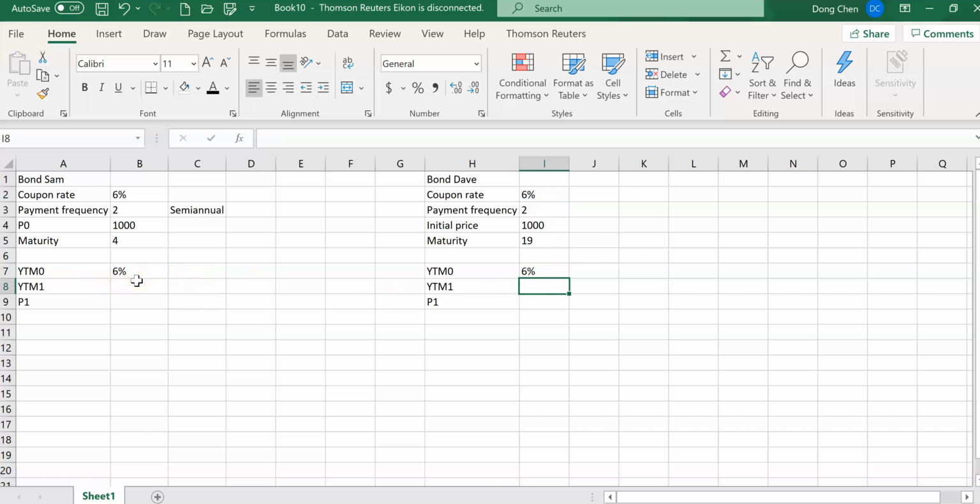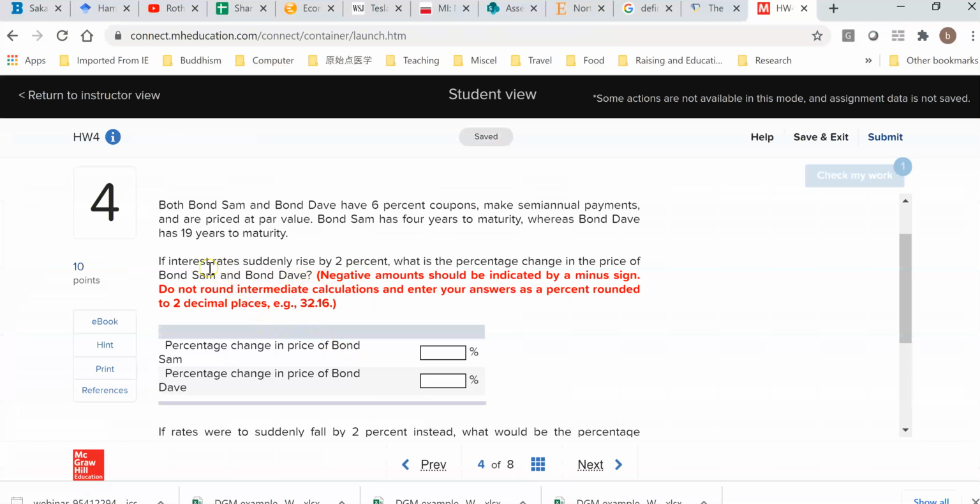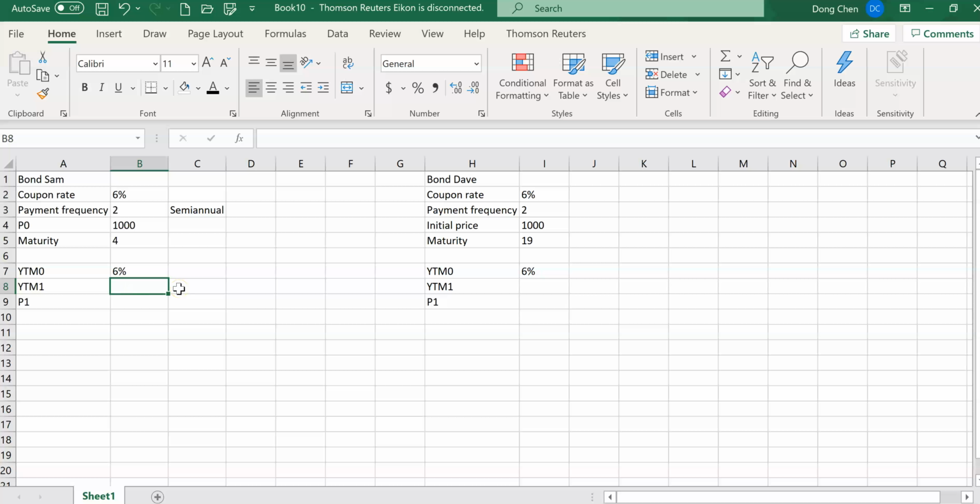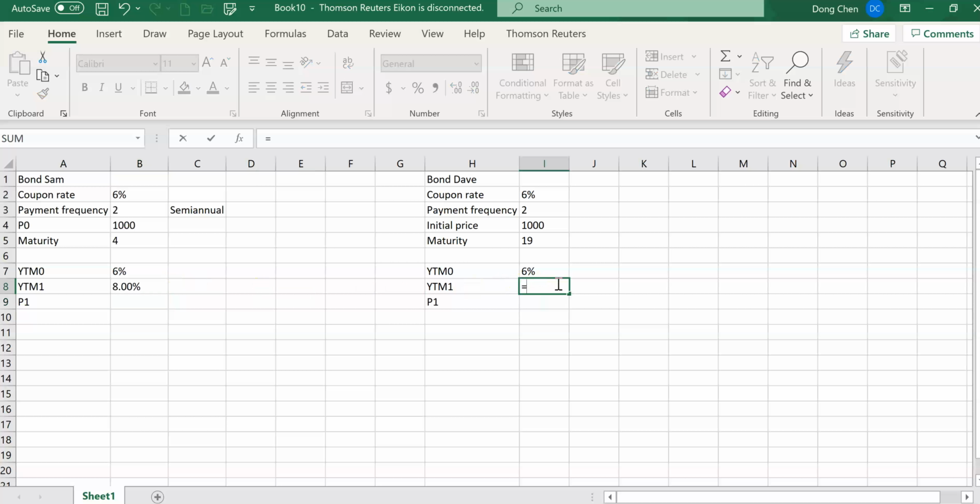Why do I need to know that? Because the setup told us that if interest rates suddenly rise by 2%, where interest rates here means the yield to maturity, what is the percentage change in the price of bond Sam and bond Dave? So the yield to maturity 1, which is the new interest rate, is equal to the initial interest rate plus 2%. And this is the same for both bonds.